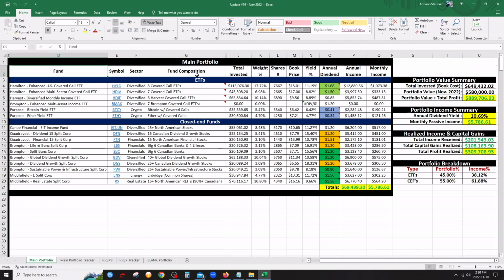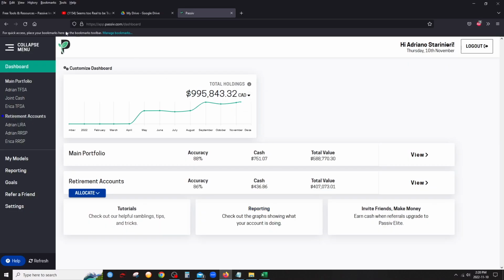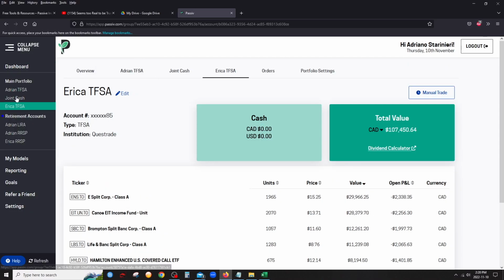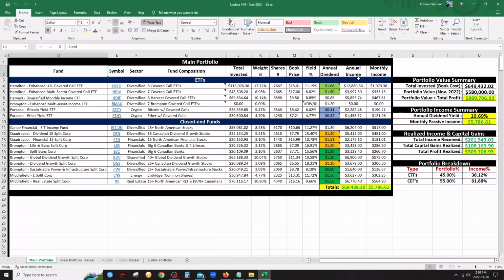The main portfolio here is just like Passive says here, the 2 TFSAs and the cash account together. And these book prices are the real book prices across all 3 accounts.